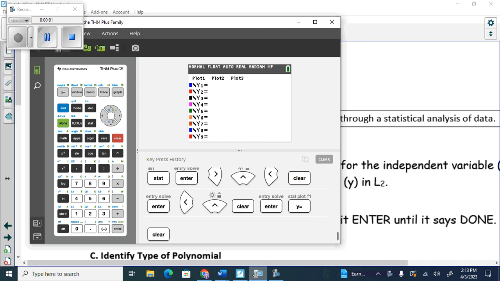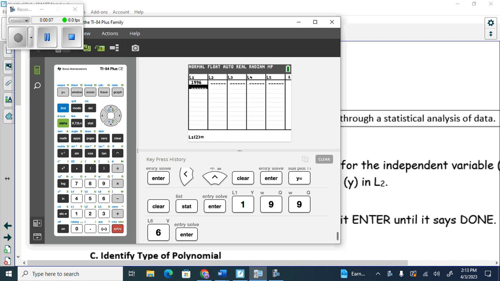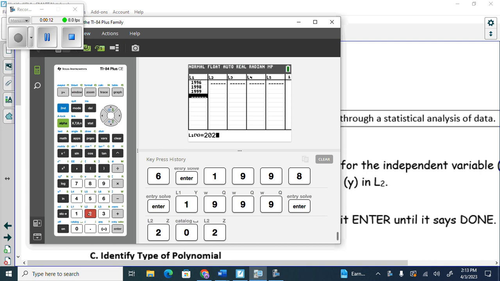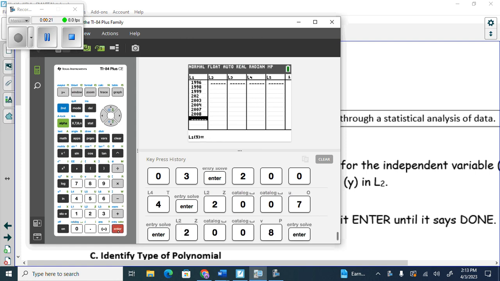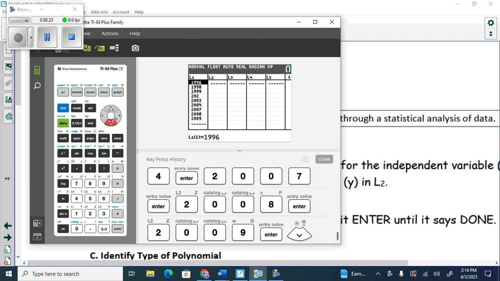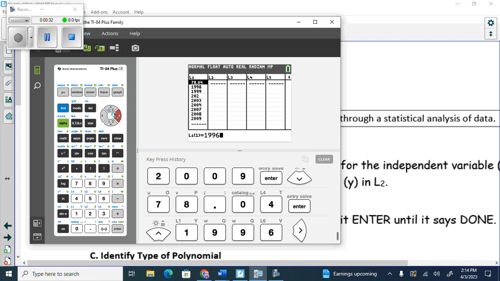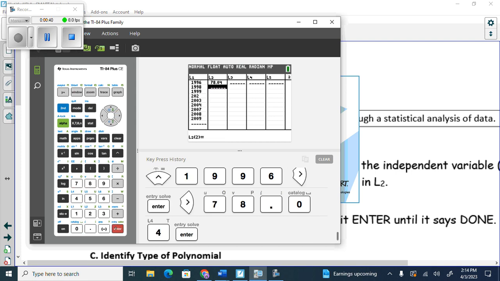Have stat, edit, and then we put in our 1996, 1998, 1999, 2002, 2003, 2004, 2007, 2008, 2009, then 78.04. Oh, put in the wrong column. So we have 78.04. Now, what regression is this one?